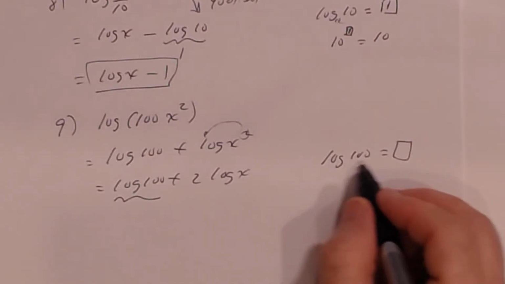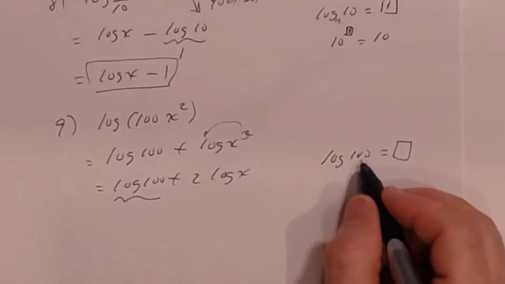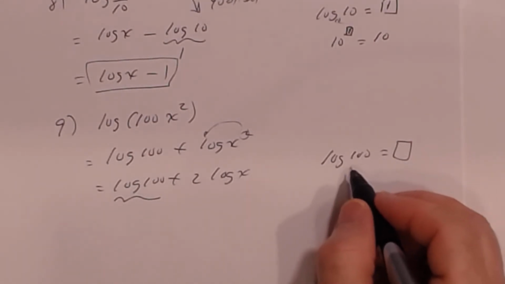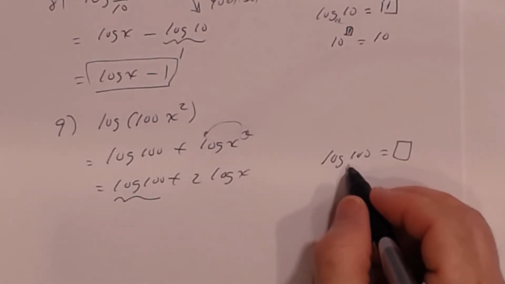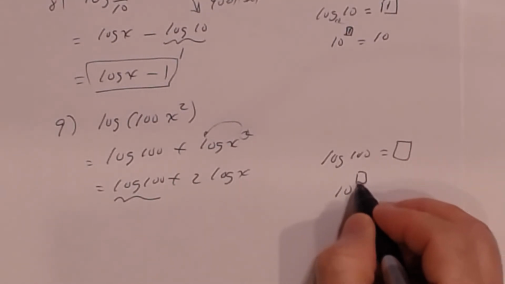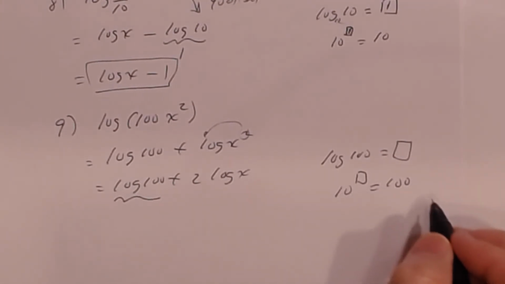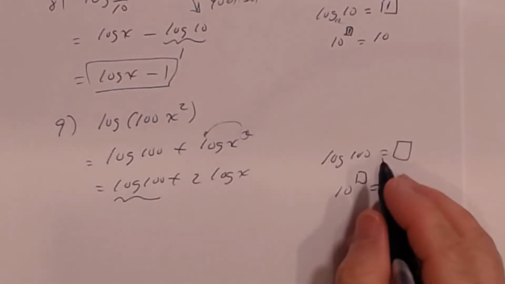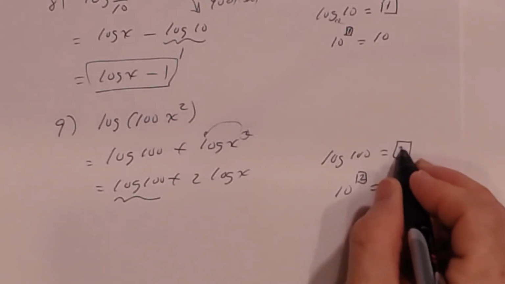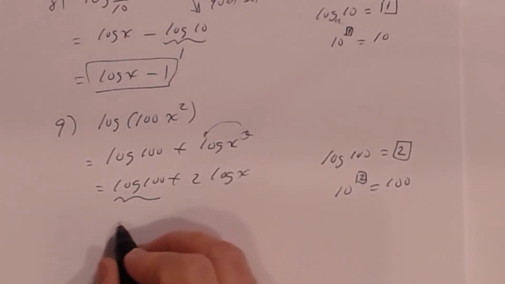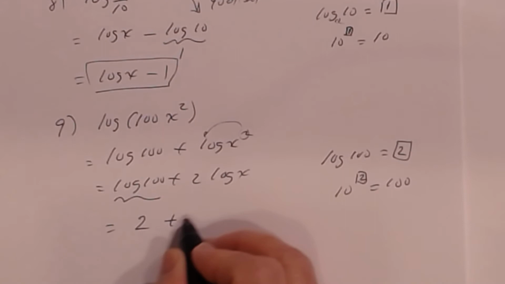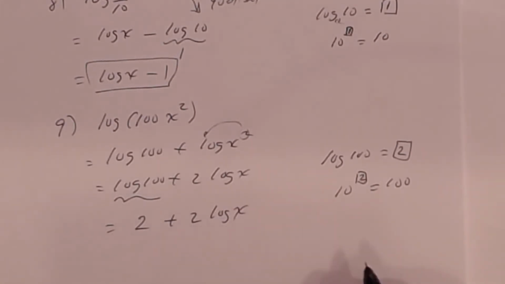So you're gonna change this log equation to an exponential. The base is understood to be 10. So you're gonna say 10 to what power is 100? Well, all of you know that's 10 squared. 10 times 10 is 100, right? So this is 2 right here. So I get 2 plus 2 log x.